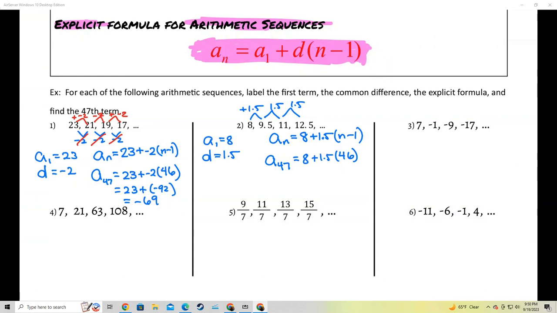And now we've just got to do some math. Well, let's see. 46 times 1.5. In this case, I am going to use a trusted calculator just because I don't want you to get hung up on the multiplication. 46 times 1.5 on my calculator, and what I get is 69. A sub 47 is equal to 8 plus 69. My 47th term must be 77.